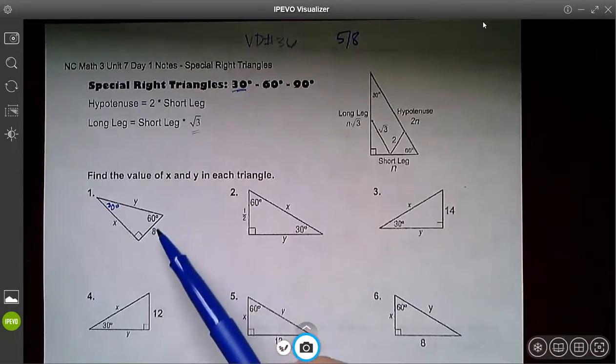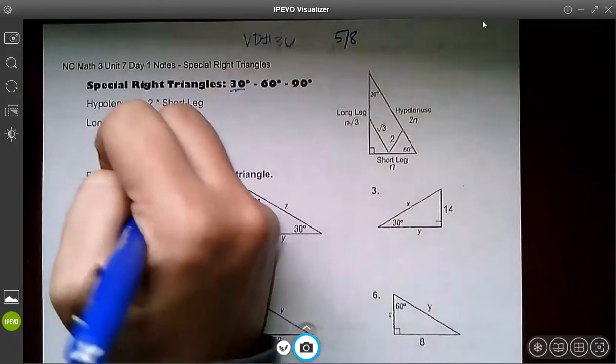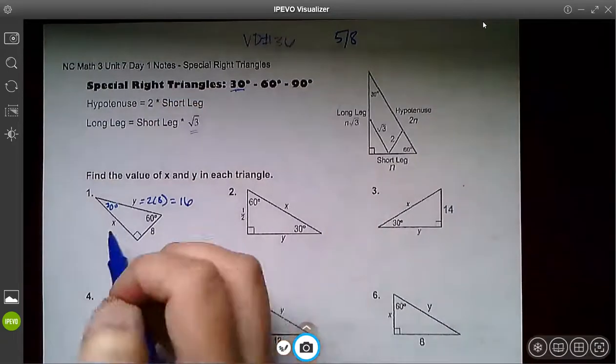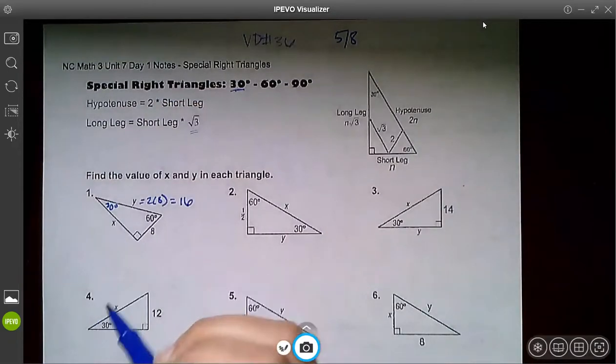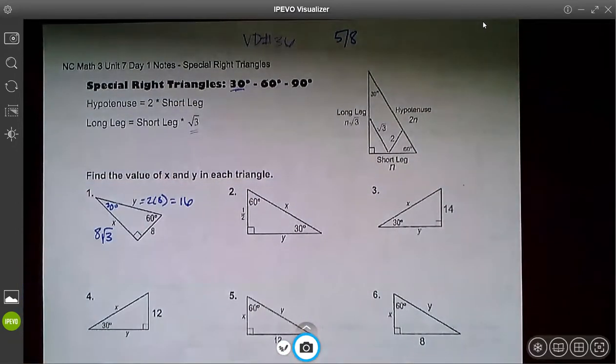If this is our 60-degree angle, then that's our long leg. If this is our 30-degree angle, then this 8 is our short leg. Since our short leg is 8, our hypotenuse is going to be twice that, 2 times 8, which is 16. And our long leg is going to be our short leg times the square root of 3, so it's 8 root 3. We're going to leave these in terms of the square root of 3 because of the nature of this unit. With our unit circle, which is what we're doing next, it's really important to have exact values. Please do not round the square root of 3.